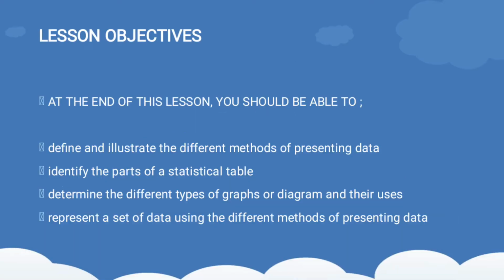So, before we start, allow me to discuss the lesson objectives. At the end of the lesson, you should be able to first define and illustrate the different methods of presenting data. Second, identify the parts of a statistical table. The third one is we are going to determine the different types of graphs or diagrams and their uses. And the last one is represent a set of data using the different methods of presenting data.